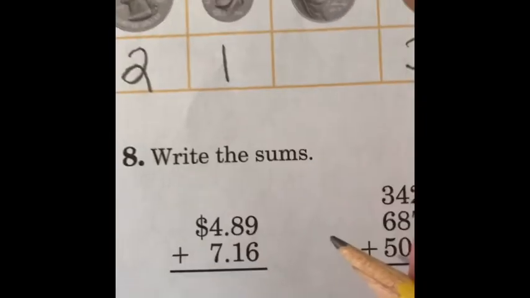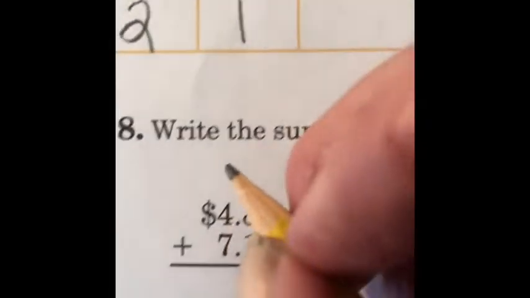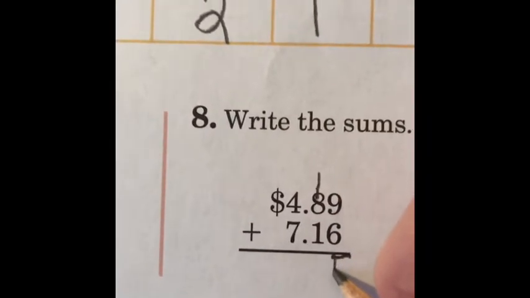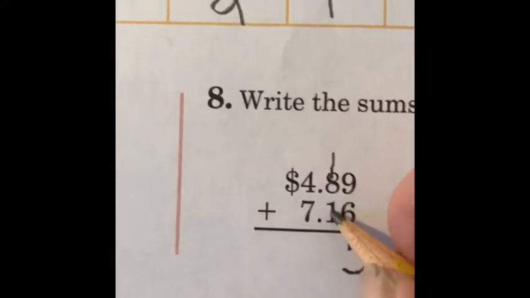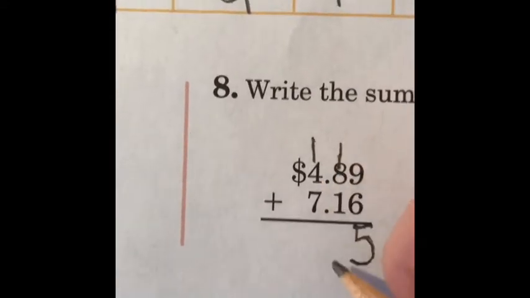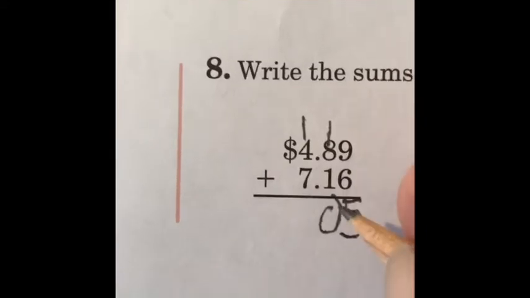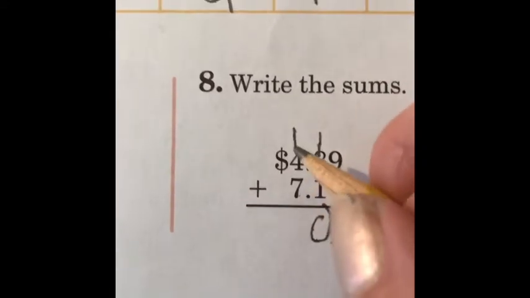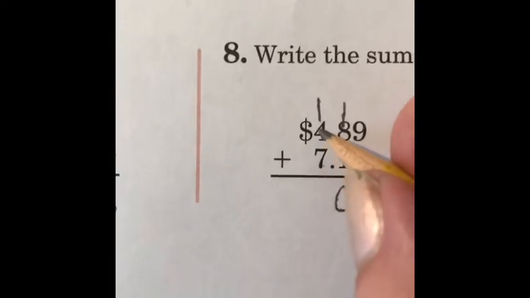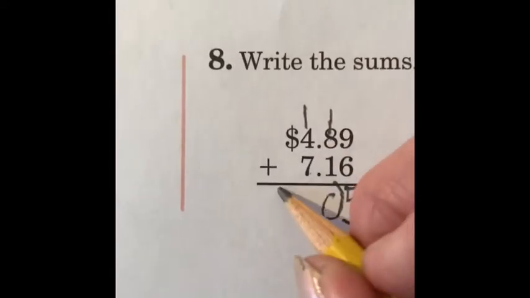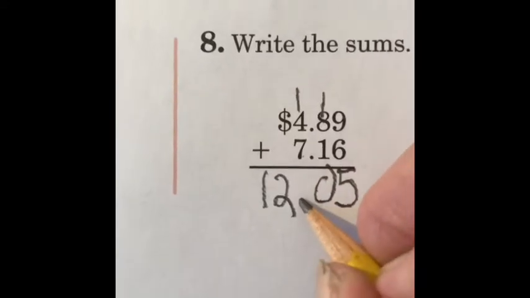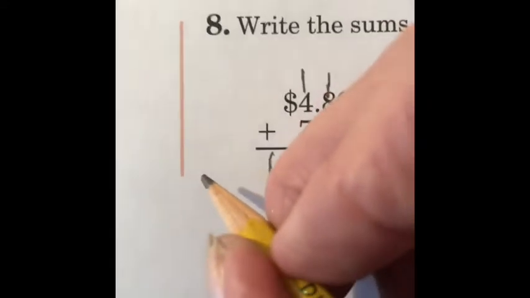9 plus 6. What is 9 plus 6? 9 plus 6 would be 15. You got to carry your 1 up there. 8, 9, 10. Got to carry my 1 again. Okay, 0. Count 7 plus 4. 7, 8, 9, 10, 11, 12. My answer is $12.05.